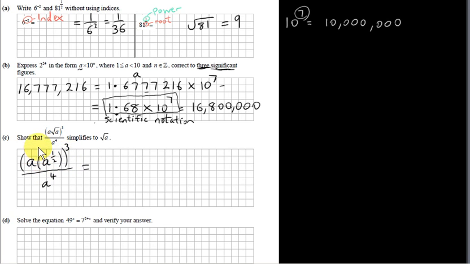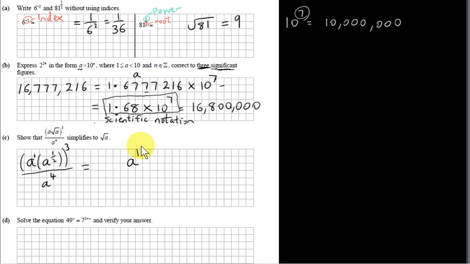Now we can apply some of the laws that were proven in previous videos. One law states that when we multiply two terms that have the same base, then we add the powers. So here we're multiplying a by root a, or a times a to the power of a half. Now a by itself means a to the power of 1.